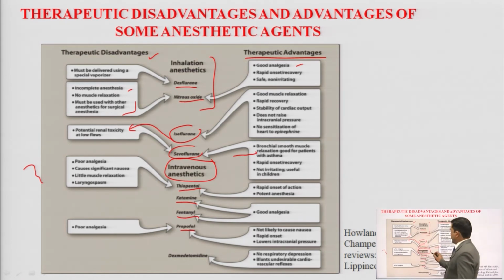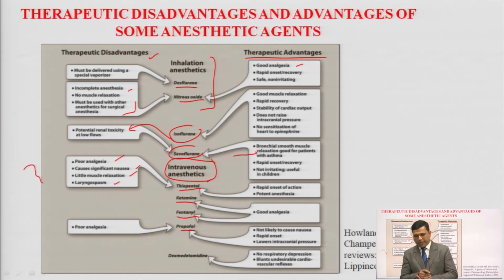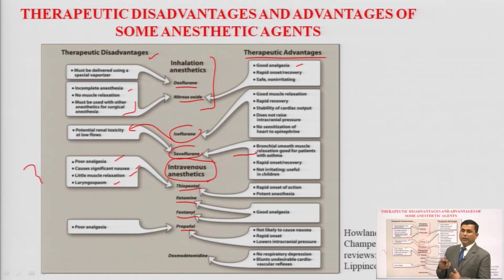Now, come to the intravenous anesthetics, like thiopental. Thiopental's disadvantage is poor analgesia. So, the ideal characteristic of the analgesics is that they produce analgesia. It causes significant nausea, little muscle relaxation and laryngospasm. And the advantage of the barbiturates like thiopental and methohexital are rapid onset and rapid recovery. Okay. And these are the potent anesthetic agents.